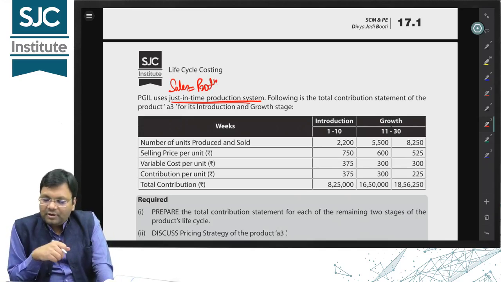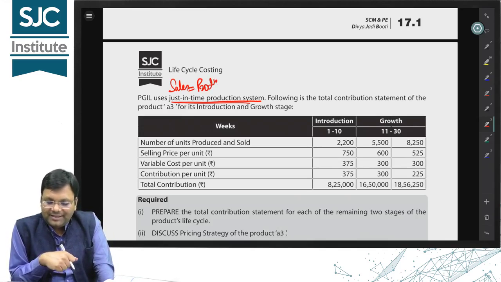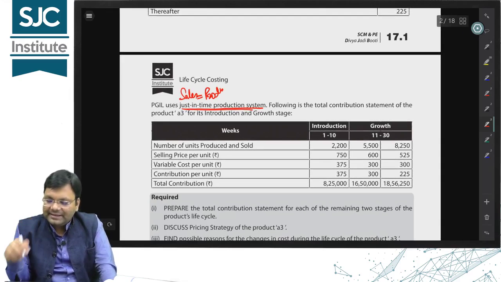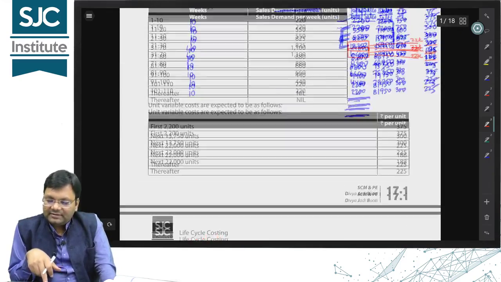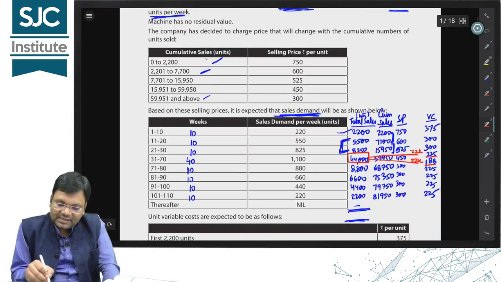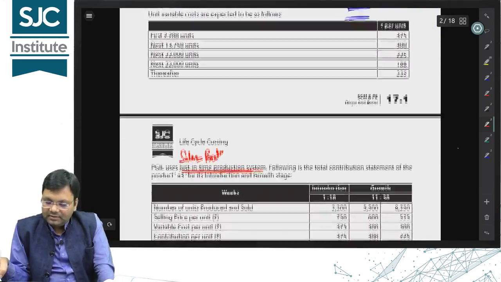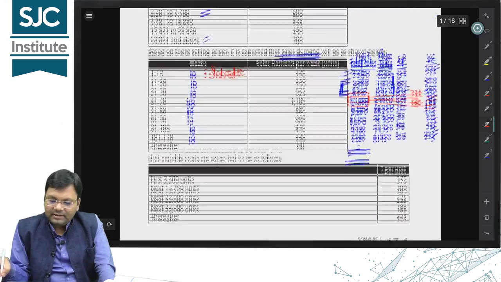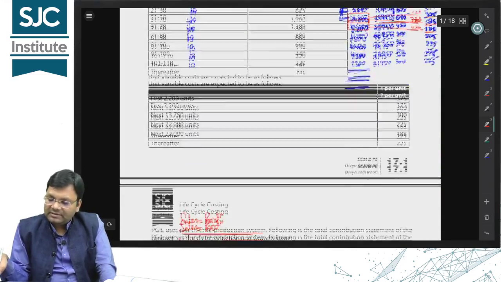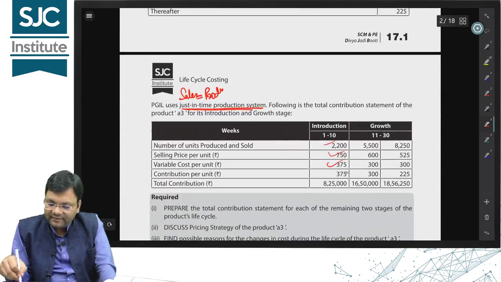Following is the total contribution statement of the product A3 for its introduction and growth stage. So they are giving some details about introduction and growth. They are saying introduction is first 10 weeks. Why? Because price is same. As soon as the first price will break, that means new phase has started. So first 10 weeks they are saying it's introduction phase. So their units sold is 2200, correct? Price is 750, variable cost is 375, then contribution, total contribution.